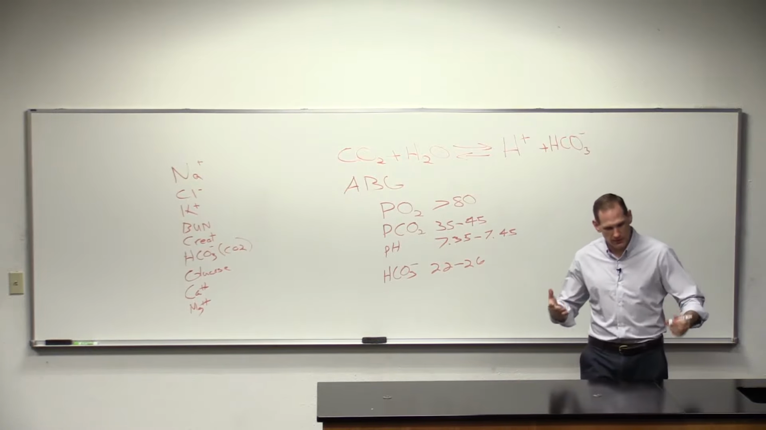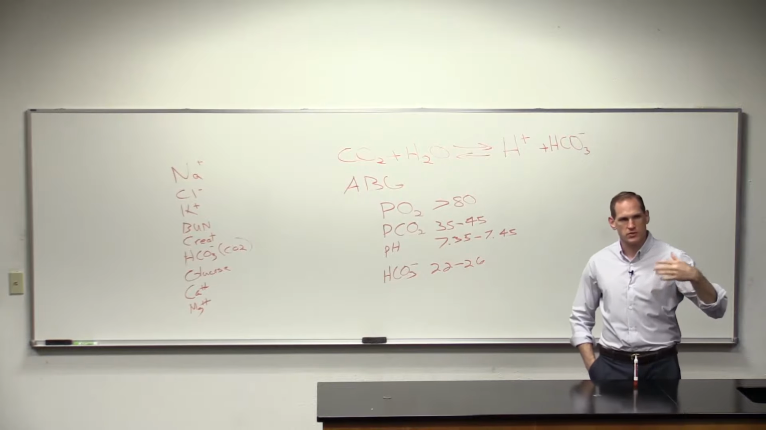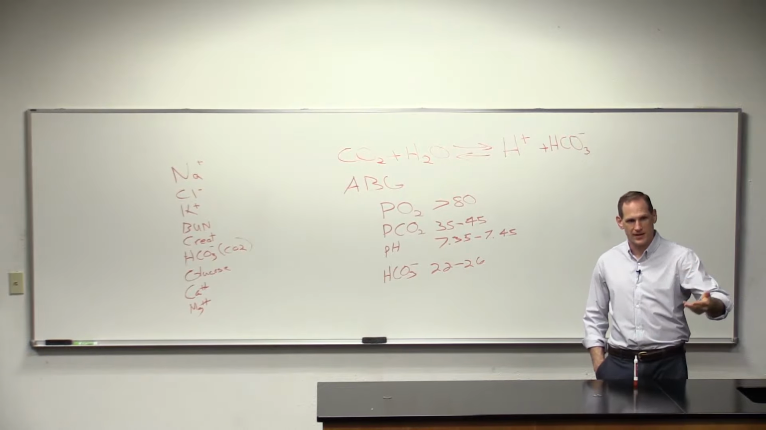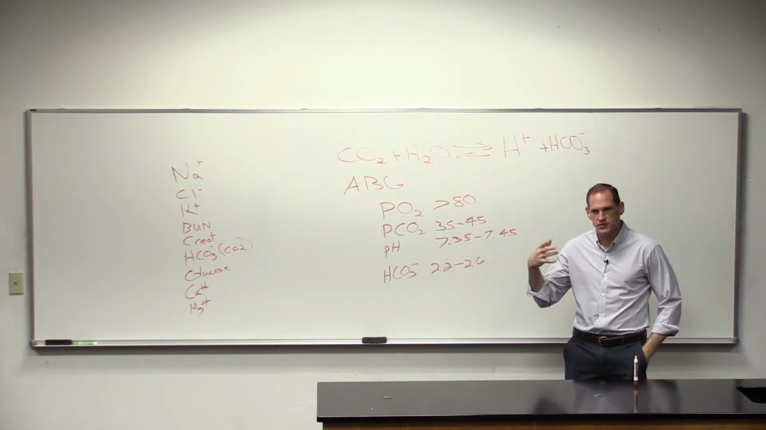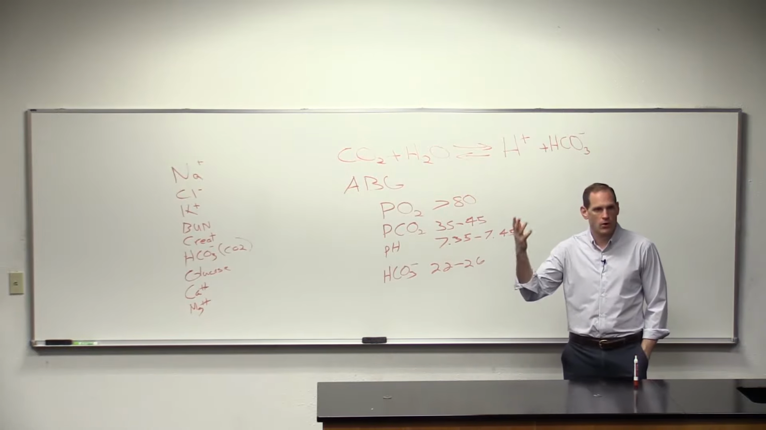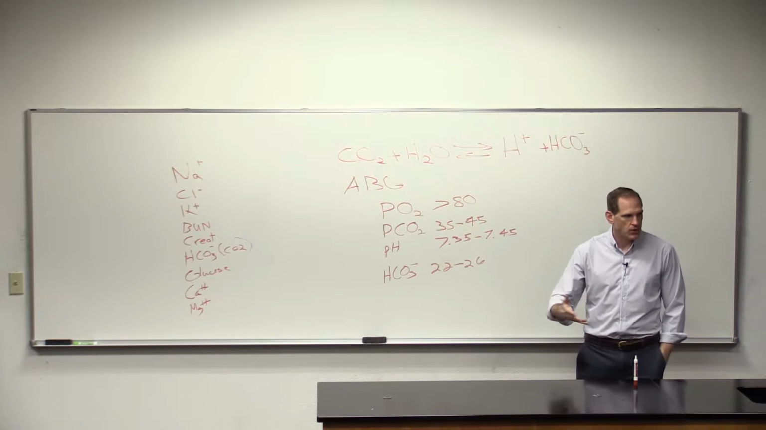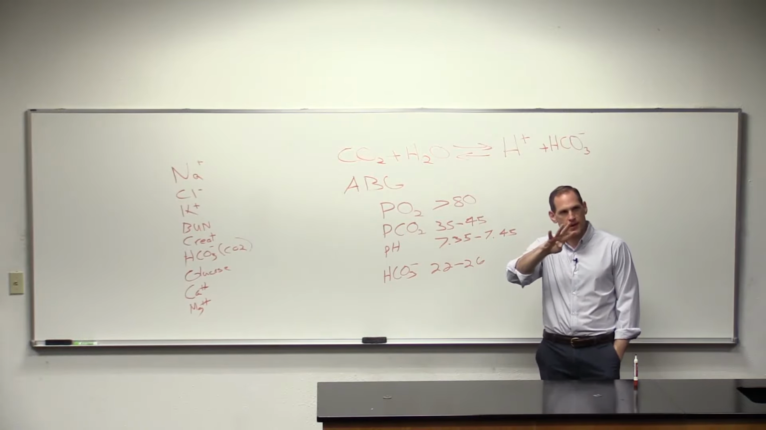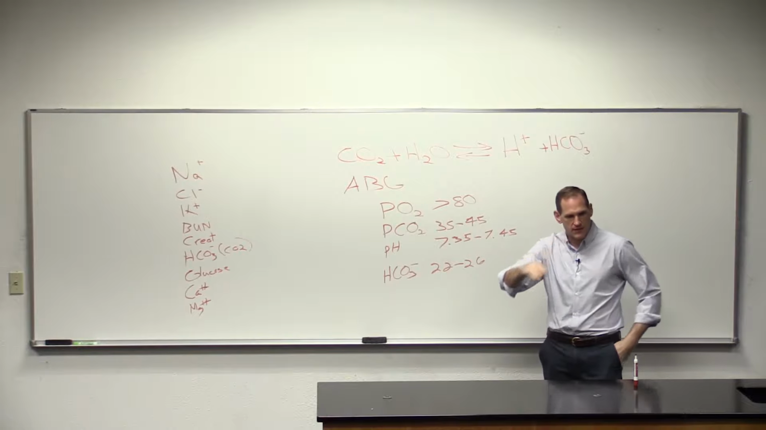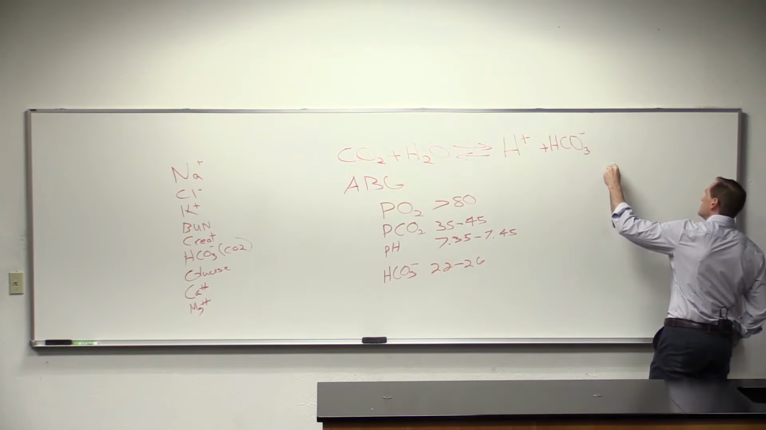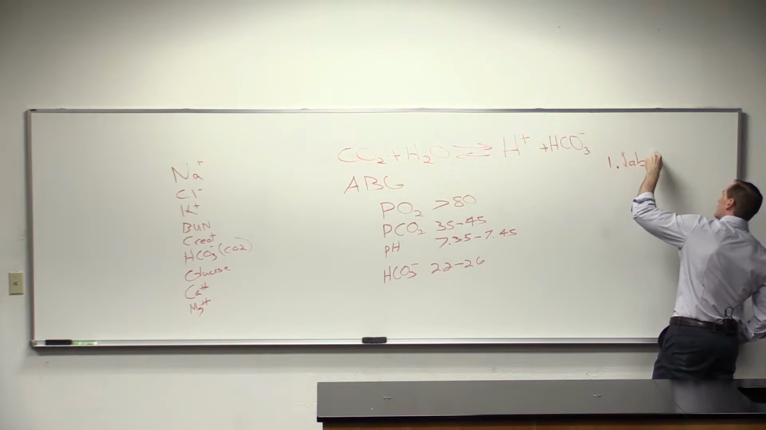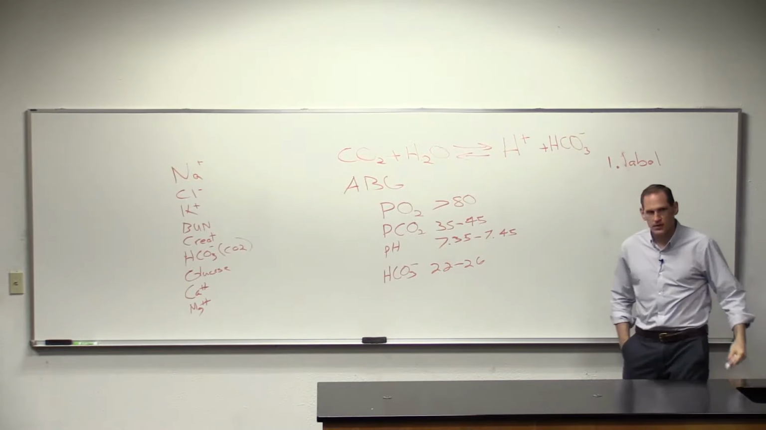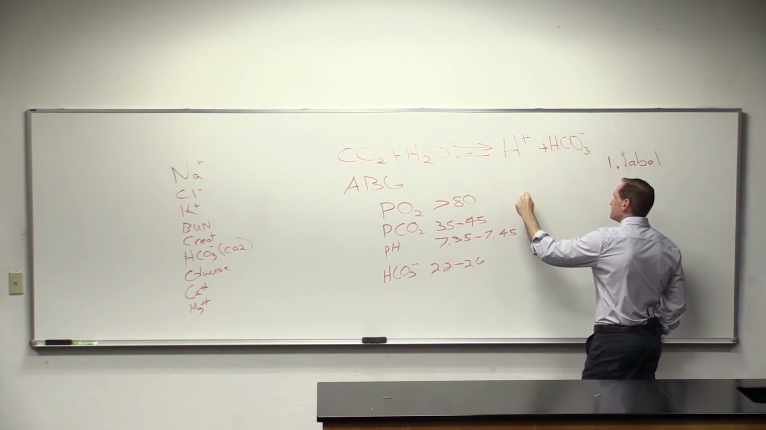So those are the normal levels, and we're going to use those to analyze some blood gases to try and figure out whether the problem is a respiratory problem or a metabolic problem. In order to make this work, there's a 4-step process we're going to work through. The very first step in our process is to label everything. So I'm going to give you some sample numbers here.